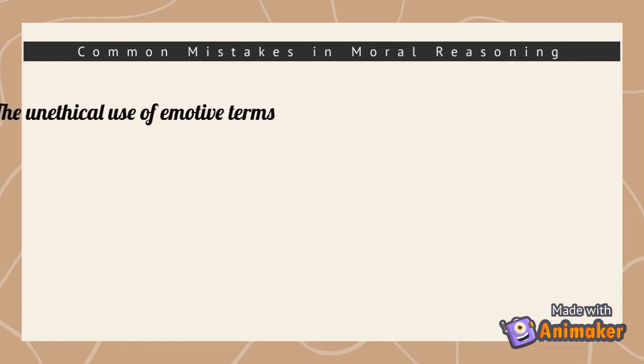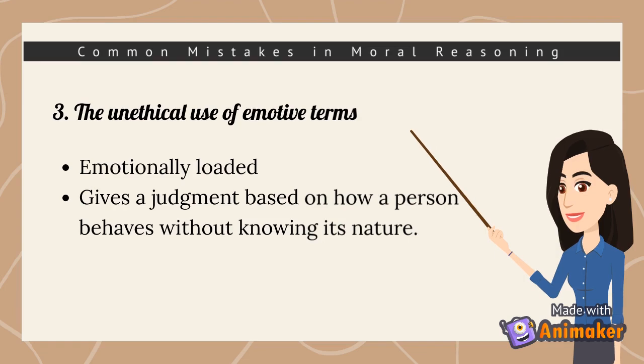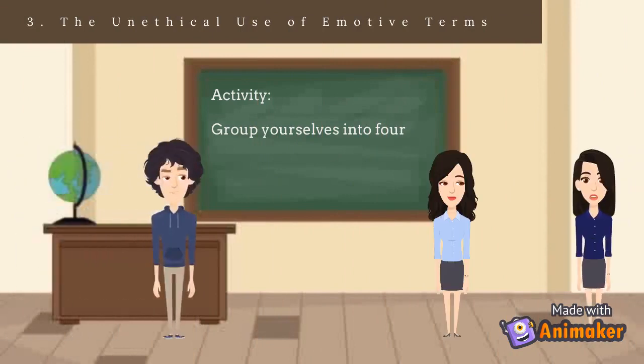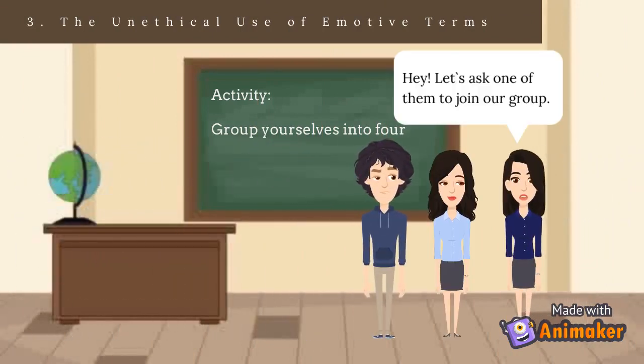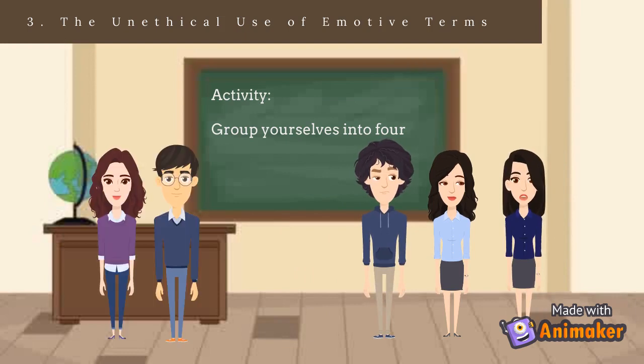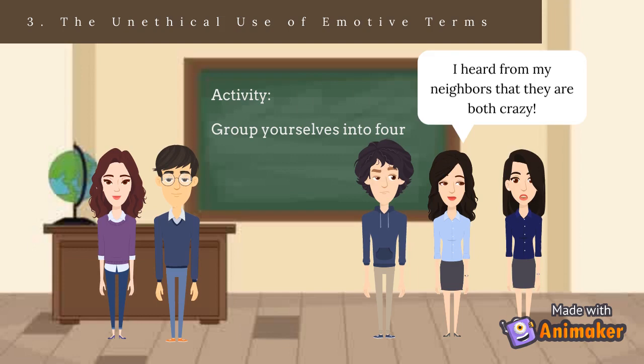Next, the unethical use of emotive terms. Emotionally loaded language gives a judgment based on how a person behaves without knowing its nature. For example, your teacher asks you to group yourselves into four, and you only need to find one member. "Hey, let's ask one of them to join our group." "Let us look for different members. I don't want to pick between those two." "Why?" "I heard from my neighbors that they are both crazy." Therefore, by using an emotive term, crazy, she convinced the two to agree with her.